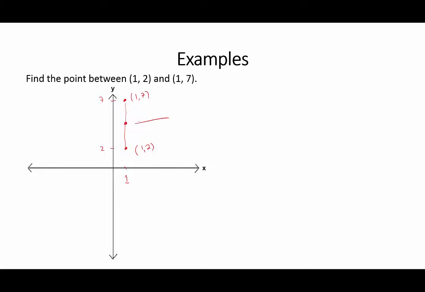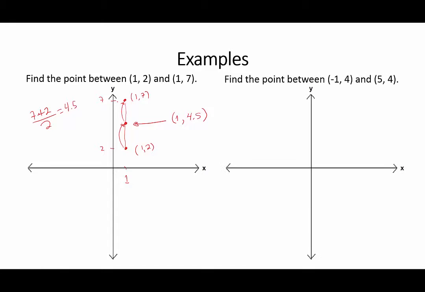So the x coordinate must be 1. What about the y coordinate? Well, it lies between 2 and 7, and this is just the average, the arithmetic mean of 7 and 2. 7 plus 2 is 9. 9 over 2 is just 4.5. So this would be 4.5. And yes, 2 plus 2.5 lands you there, and 4.5 plus 2.5 lands you at the point 1, 7. So we're right in the middle. We found the midpoint there.